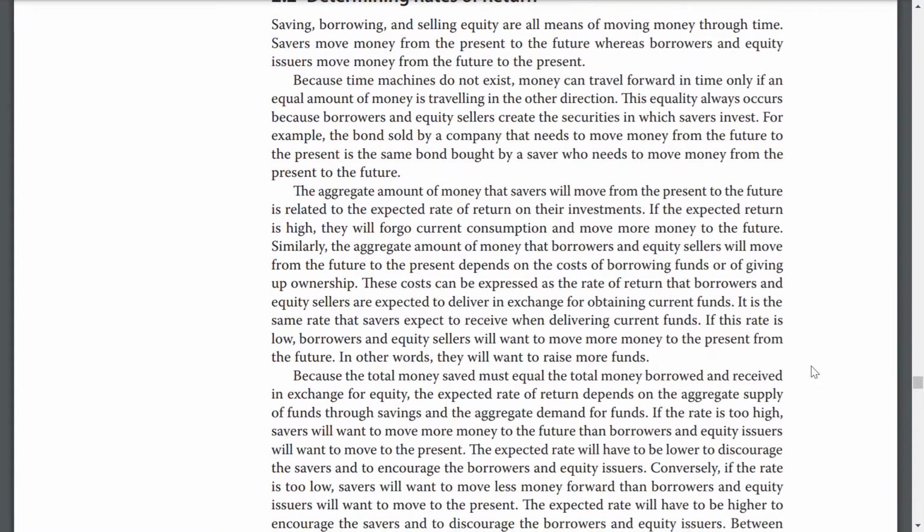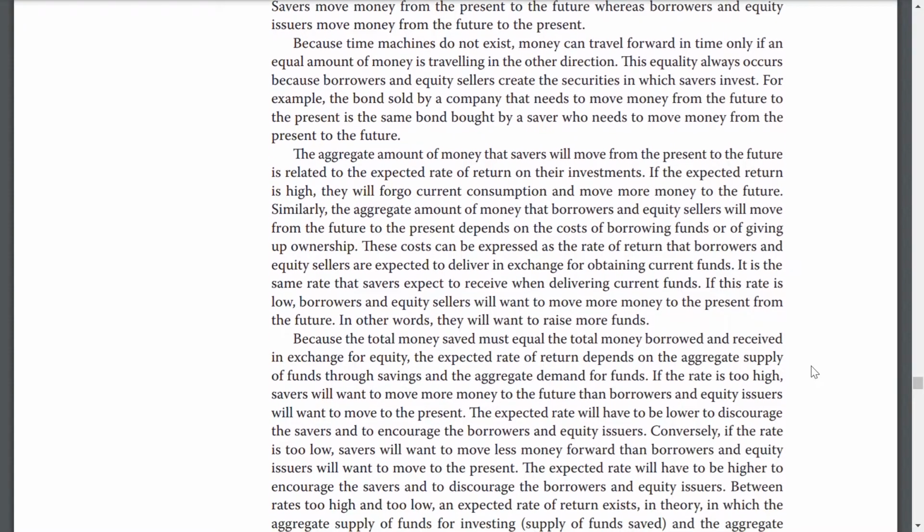If the expected return is high, then they will forgo current consumption to move more money to the future. Similarly, the aggregate amount of money that borrowers and equity sellers will move from the future to the present depends on the cost of borrowing funds or of giving up ownership. These costs can be expressed as a rate of return that borrowers and equity sellers are expected to deliver in exchange for obtaining current funds. It is the same rate that savers expect to receive when delivering current funds.